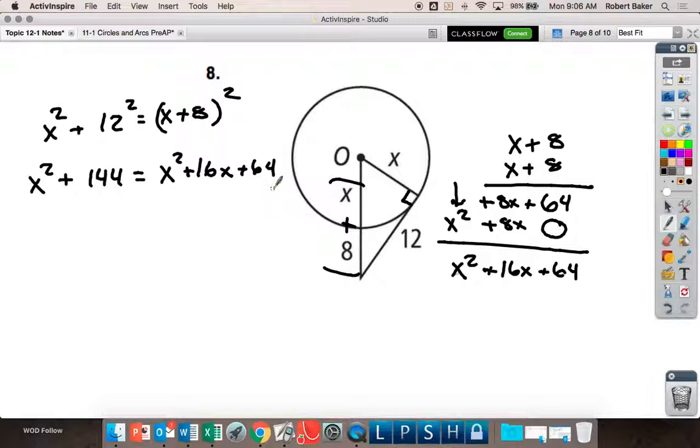There is a time in your life where you'll be expected to do that mentally, aka next year. Because all it is, 8 squared is 64, and 8 times 2 is 16. That's how you get 16 and 64. Ooh. Both x squareds cancel. Hooray, math.